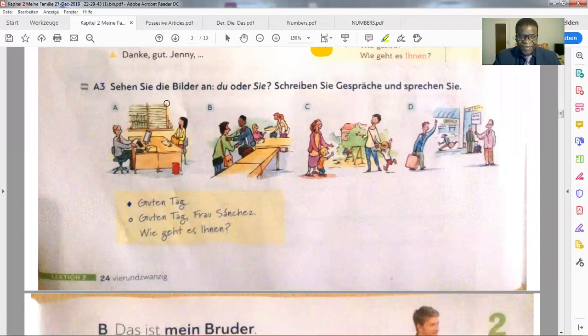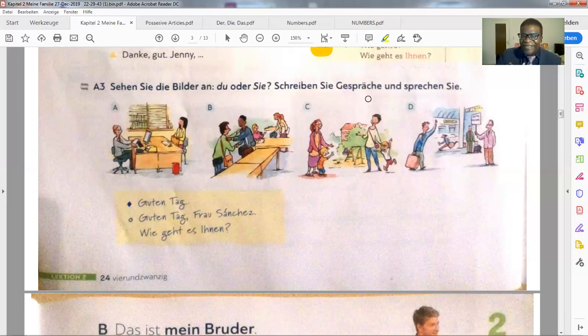Sehen Sie die Bilder an. Sehen Sie die Bilder. Bild without ER. Bild means picture, okay. One. Bilder, plural. That's why you are having die. Bilder. Article is die for plural. Remember, all the time the article is die. Du or Sie? So they're asking you, where can you use du? Where can you use Sie? Meaning, which one is informal situation? Which one is formal situation?